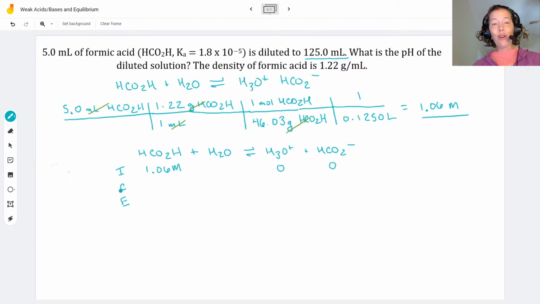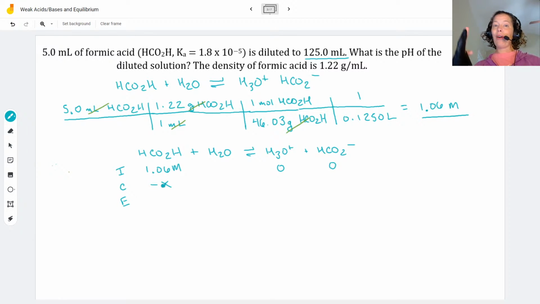Okay, C is either change or consumed. I've heard it said both ways. We don't know this. We just know that some amount of formic acid is going to dissociate, but we don't know exactly what it is. So I'm just going to say minus X. Some amount X is going to dissociate. I'm just going to call it X.